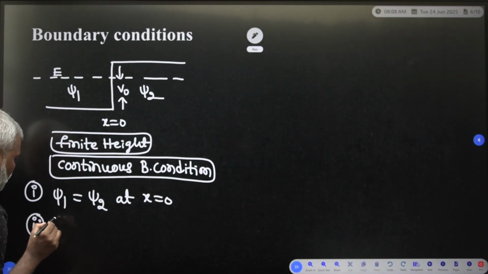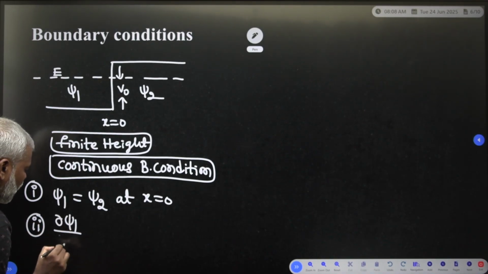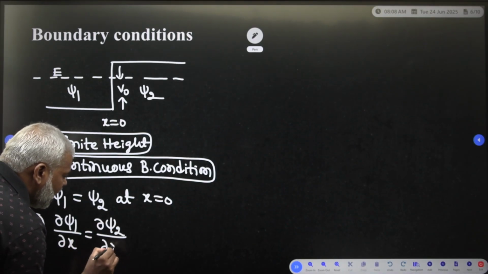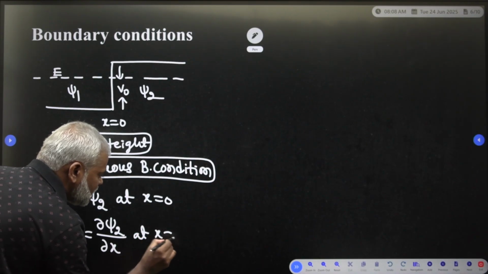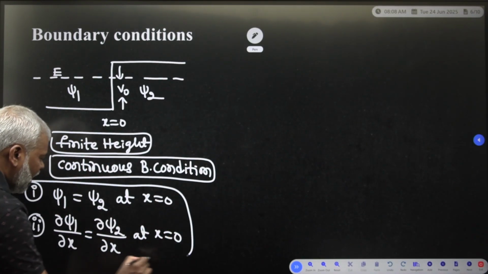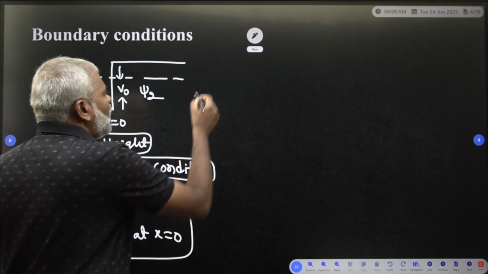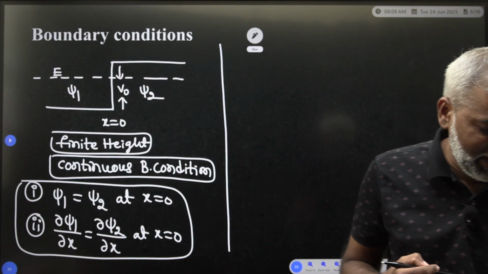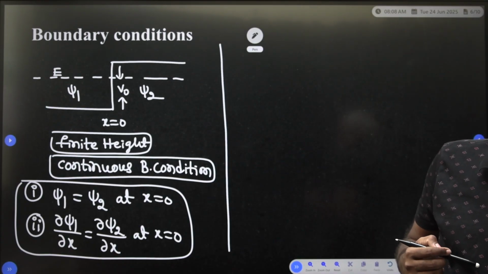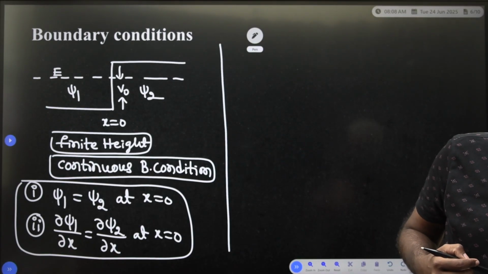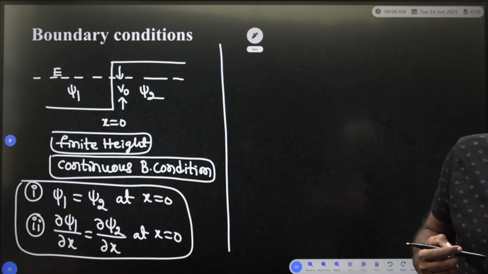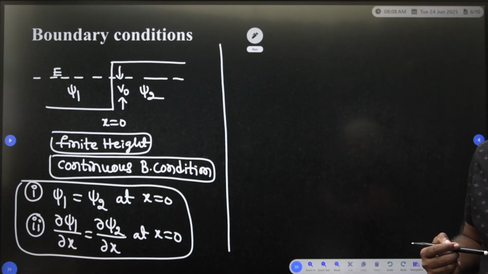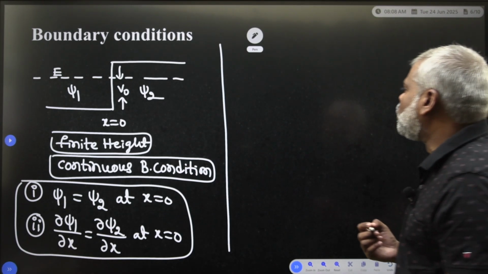So, what is the second boundary condition? Dou psi 1 by dou x is equal to dou psi 2 by dou x at x is equal to 0. This is the boundary condition for the finite height boundary condition, or continuous boundary condition. First, you have to apply the first boundary condition.